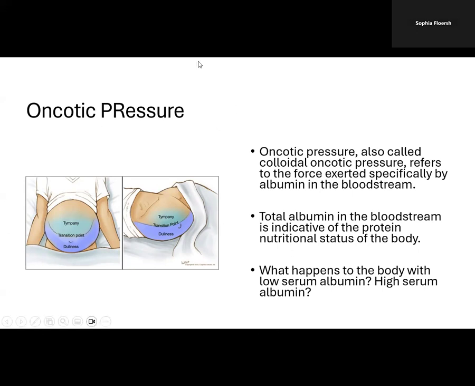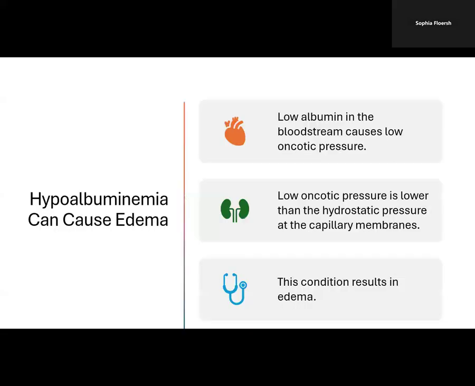And this right here is almost like a spoiler of what might happen. But thinking about it, if I've got a whole lot of protein, what is going to happen? If I have decreased protein, what is going to happen? So hypoalbuminemia, low albumin in the bloodstream, causes low oncotic pressure, and this pressure is lower than the hydrostatic pressure at the capillary membranes. This condition results in edema.